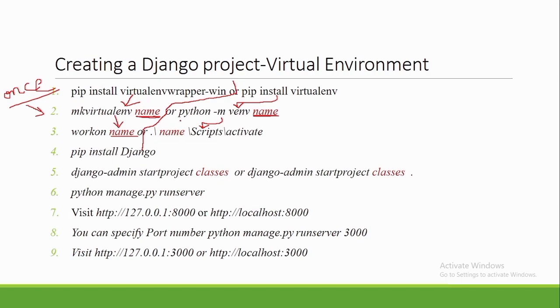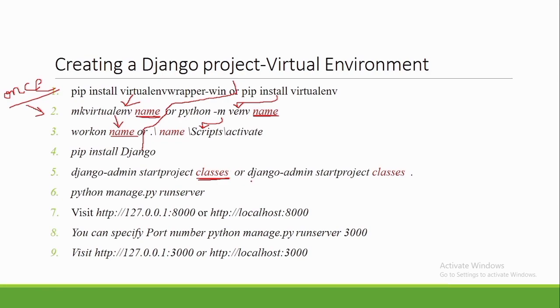Now, after your virtual environment is activated, you want to start working with the Django project. If you are going to work with a Django project, you are supposed to have Django. So what is the command to install Django? pip install django. After you have installed Django, you will create the project with the help of the command django-admin startproject, followed by the name of the project that you want to give. You can give classes, you can give courses, e-commerce, whatever you want.